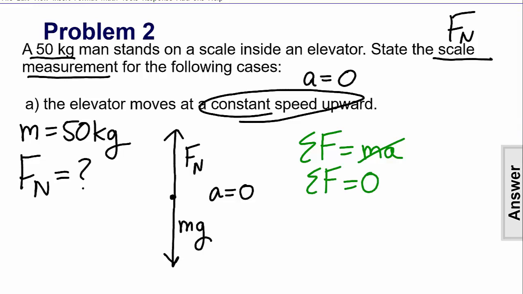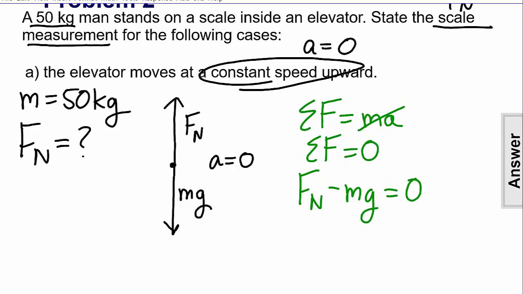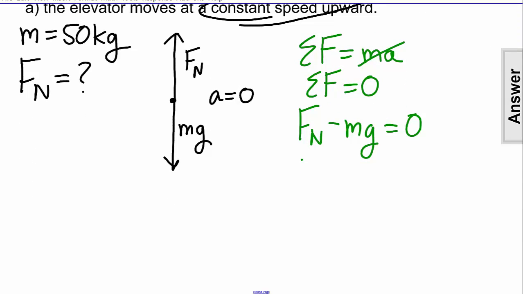We know a is equal to 0, so ma is equal to 0, so sigma F equals 0. Next, we can look at the free body diagram and take all the positive vectors and add them to all the negative force vectors. We have a positive Fn, and we have a negative mg, and that is equal to 0. Well, let's add mg to both sides. Fn is equal to mg.